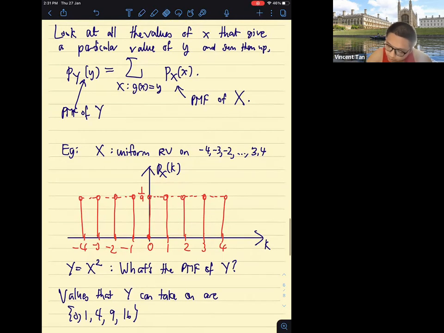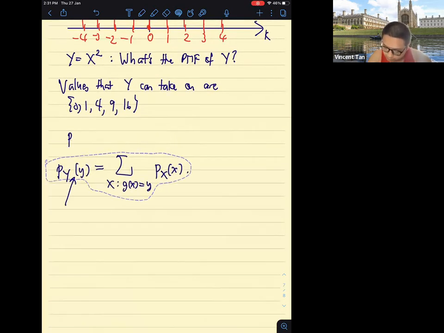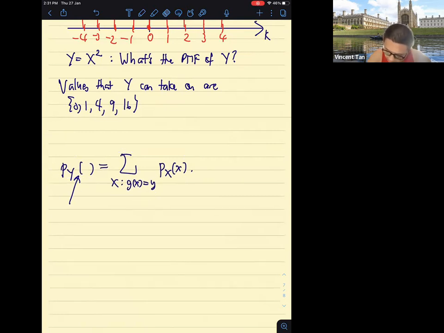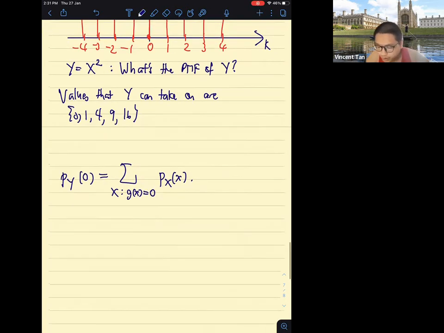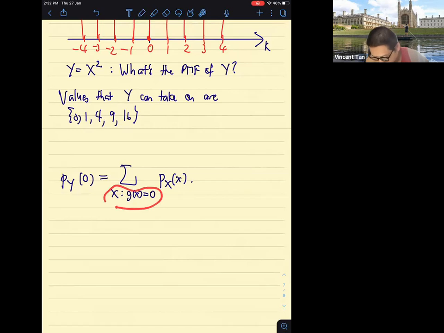Let's remember this particular formula that looks a little bit scary, but it's not, okay? We want to figure out the probability mass function of Y. Let's use the formula first, and then let's use a picture later on. So let's figure out what is P Y of, say, 0. Okay, 0. So now we are looking at all the x's such that the mapping g(x) is equal to y. So we are looking at all the values of x that yield y equals 0. That is exactly only one point, P X of 0, which is 1 over 9. Okay? You agree?